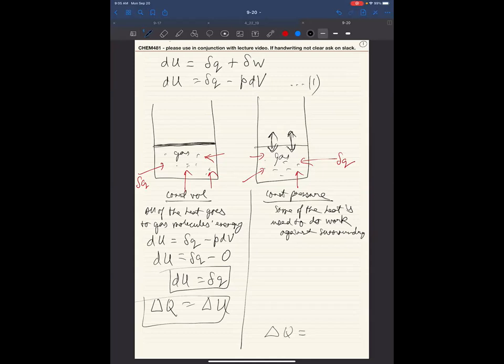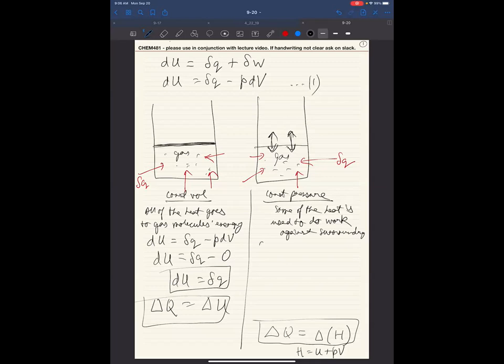Clearly, it's not equal to delta U, because some pressure volume work is also being done. So it's something else. And here that something else happens to be H, the enthalpy, which is defined as H is equal to U plus PV. So this is the thing you need to remember. Anytime enthalpy confuses you, it's capturing what the heat does in a constant pressure process.